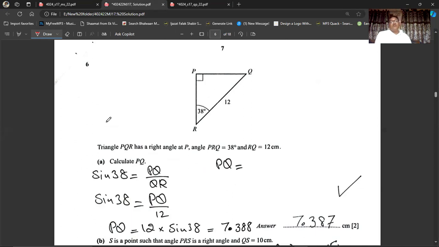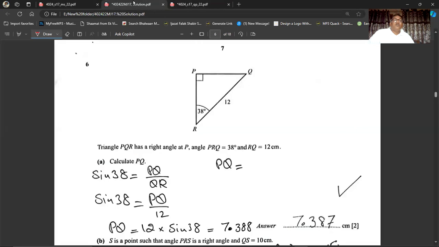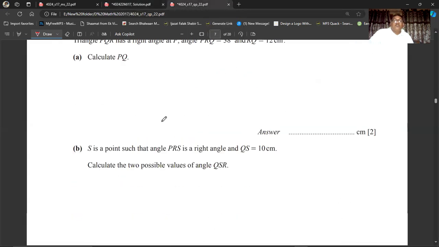The QR value is 12. So sine 38 is equal to PQ, which I want to find out, divided by 12. So PQ will be equal to 12 multiplied by sine 38. When you enter this in your calculator, 12 multiplied by sine 38, that is 7.387. By mistake I wrote 7, I think. So it is 7.387, this is the right thing. You can check this on your calculator.